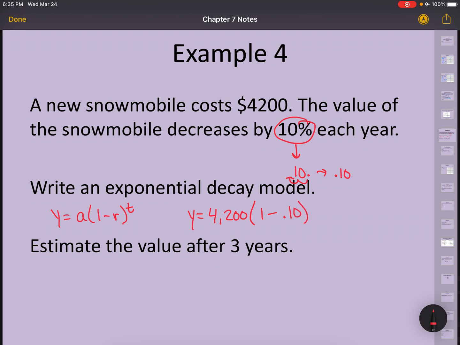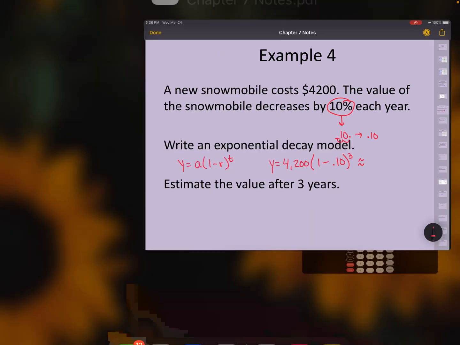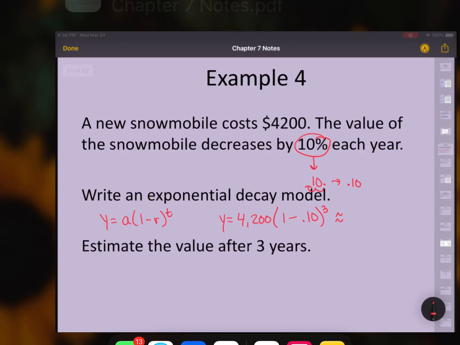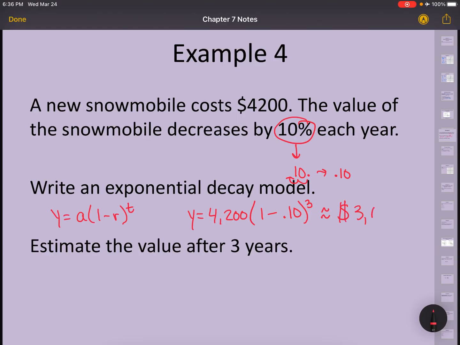Raised to how many years? And then that is the part 2 here after 3 years. And again, this is going to be approximate, and we're dealing with money, so we can have a decimal to the 100th to represent our cents. So second quit to get out of there, and we're doing 4,200, parenthesis 1 minus 0.10 for our 10% decrease, raised to the time, which is 3 years, and we have $3,061.80. So it's about $3,061.80.